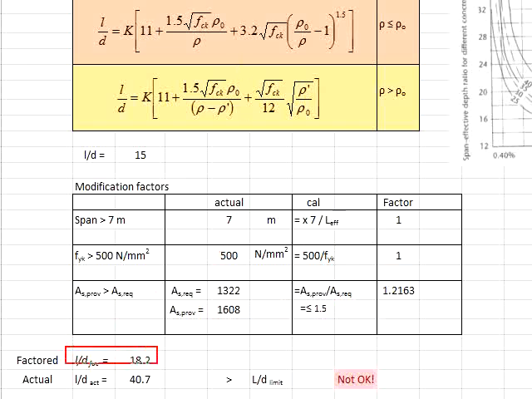When your L per D ratio limit is still less than the actual L per D ratio, that means the provided effective depth of the staircase is insufficient. Most likely you will need to redesign the staircase so that it passes.